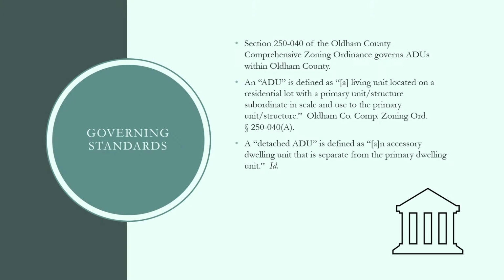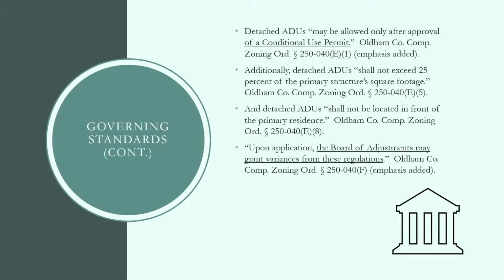So again, the idea behind an ADU is that when I say subordinate in scale, the way I interpret that is to be smaller in scale, right? It's not going to be grander than your primary residence in some way. It's going to be secondary to that. You will have a primary residence on the property as well. A detached ADU, and there are different kinds of ADUs, as this body I'm sure is well aware, is defined as an accessory dwelling unit that is physically detached from the primary dwelling unit. That's defined within the ordinance.